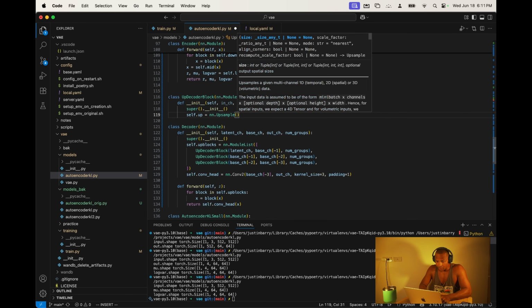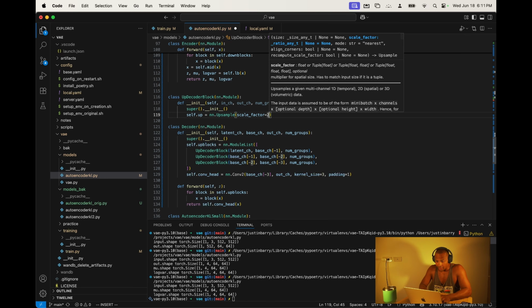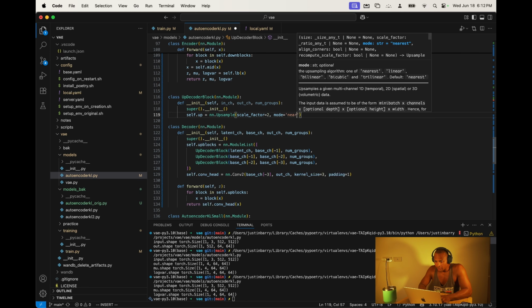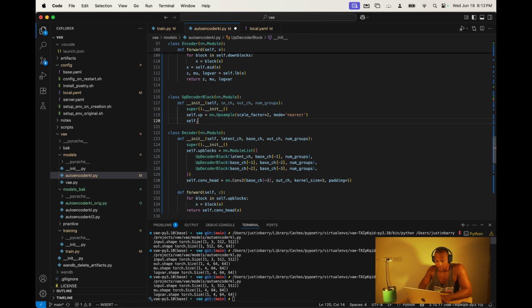We're going to do nearest neighbor upsampling. It's going to scale it up by a factor of 2. And so we're going to go from 64 to 128, 256, 512. Sorry, that's scaling up the actual size of the image, not the channels. And then mode is going to be nearest, followed by 2 ResNet blocks.